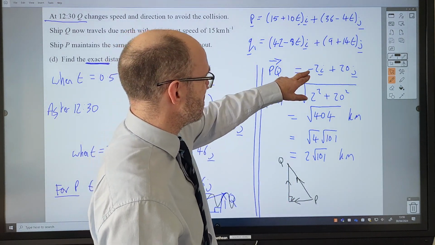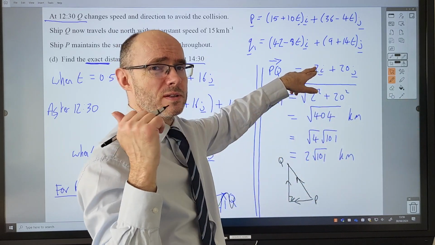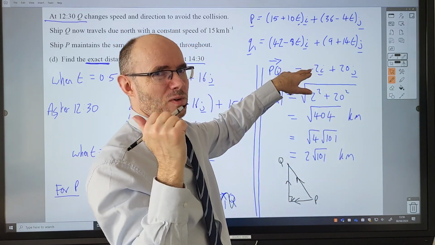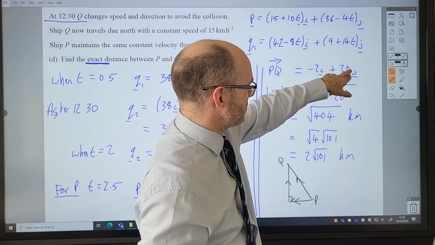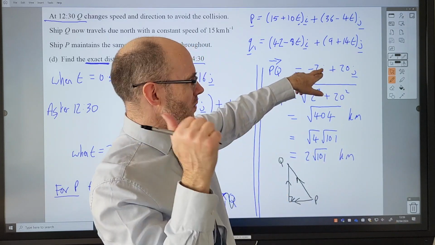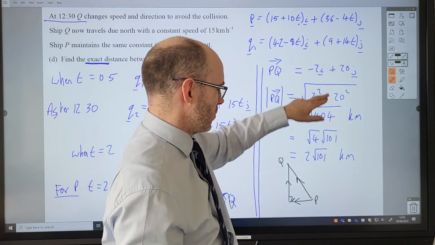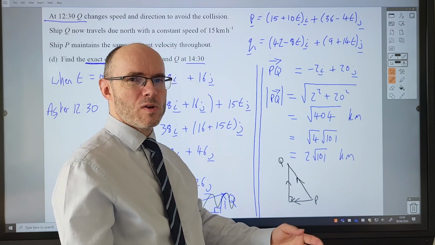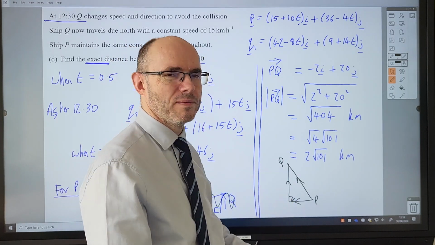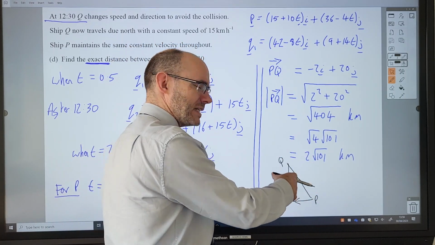The I component means you're going 2 units east, but this way, so 2 units west, and then 20 units vertically north. Which you'd imagine because Q was told to start going north, wasn't it? So you'd imagine Q would be further north. Anyway, there you go. I just wanted to address that because I hate loose, untied, unfinished business.